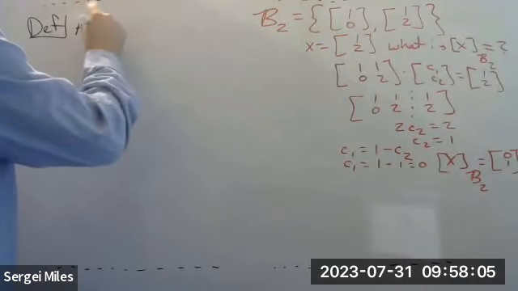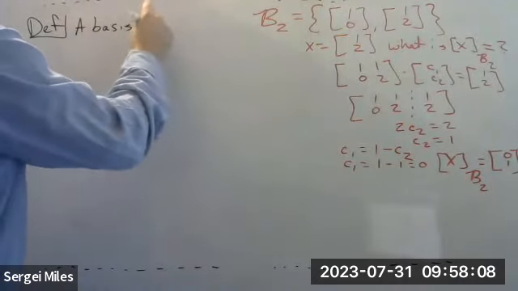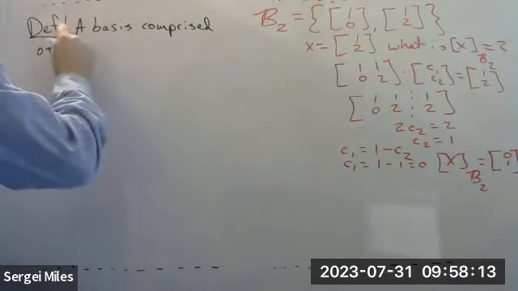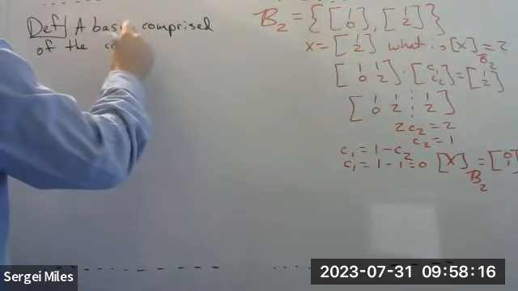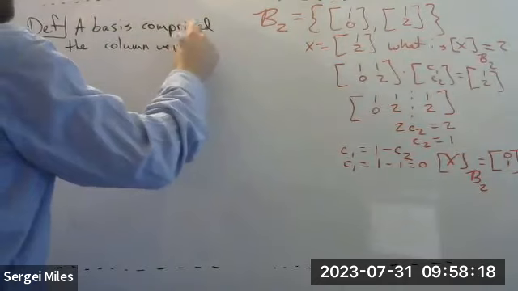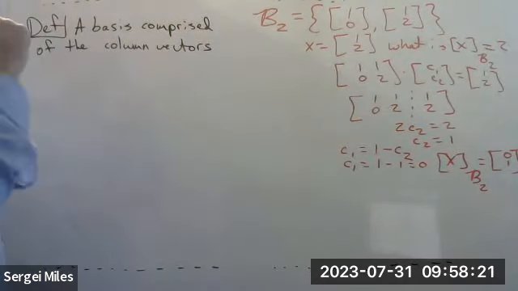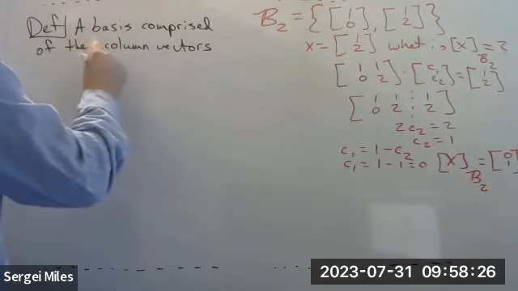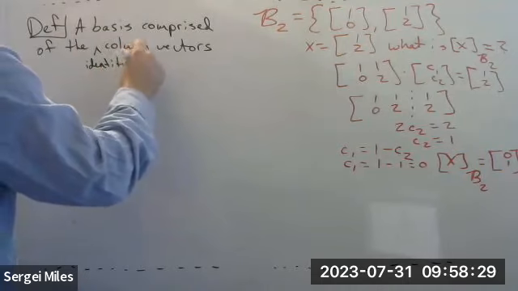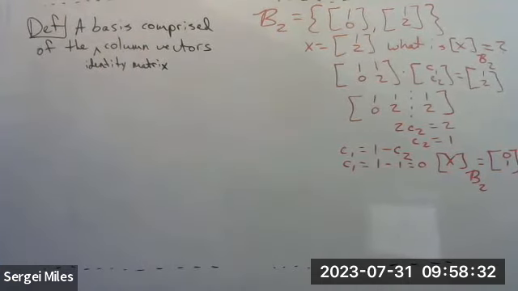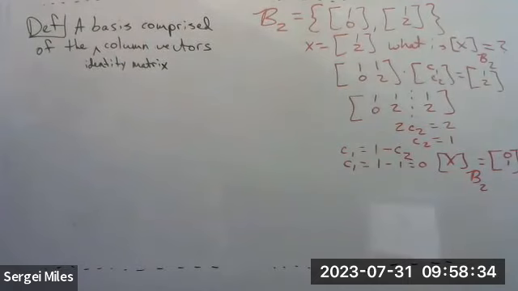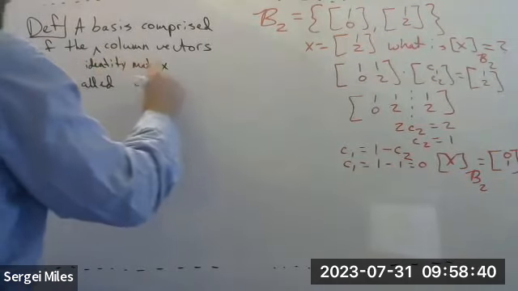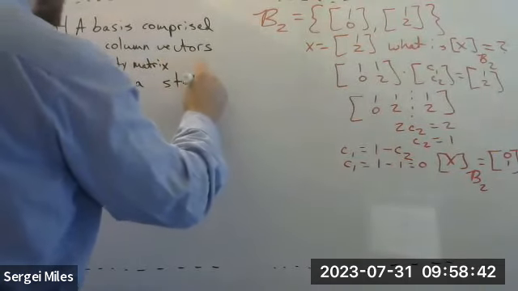So a basis comprised of the column vectors from the identity matrix. A basis comprised of the identity matrix column vectors is called a standard basis.